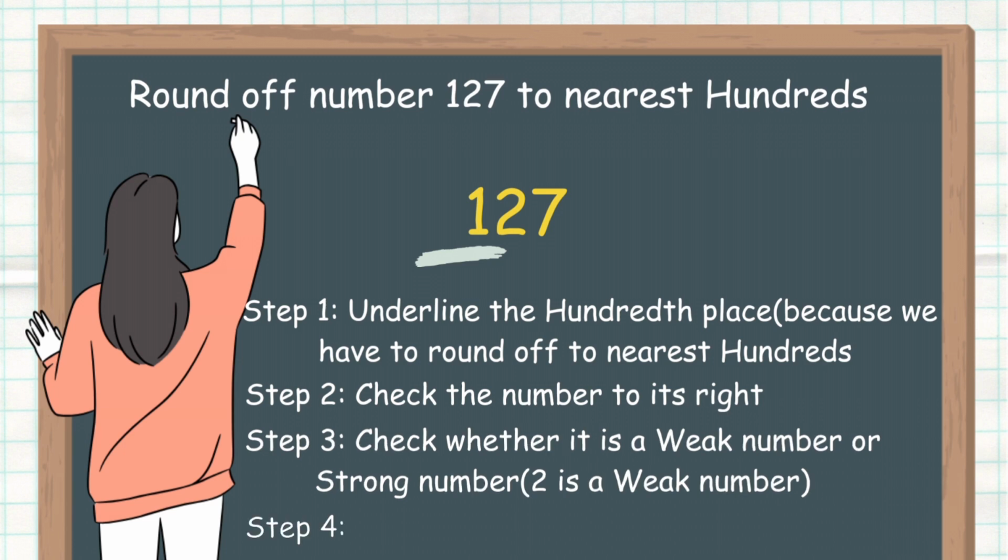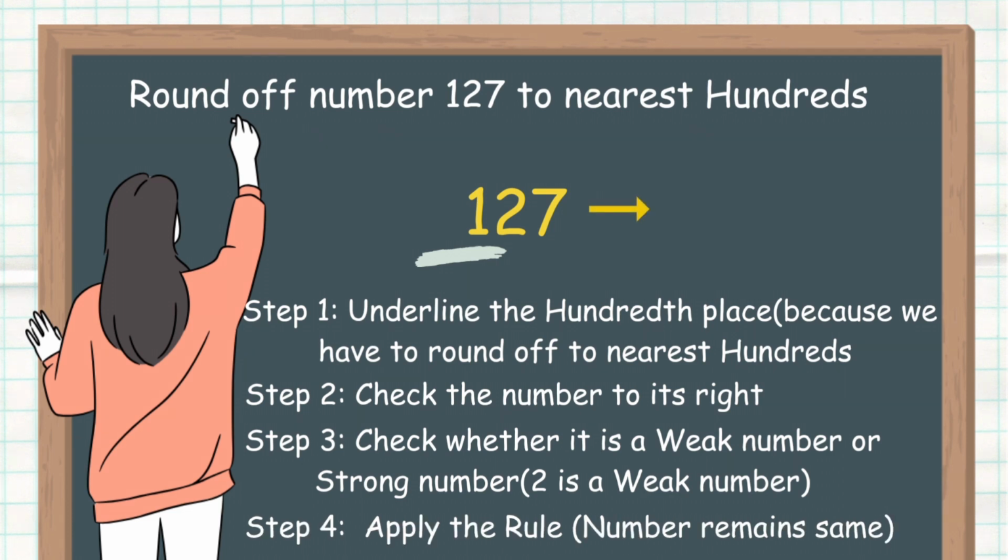So last step, that is step 4, apply the rule. That is, the number remains the same. And so the answer will be 100.